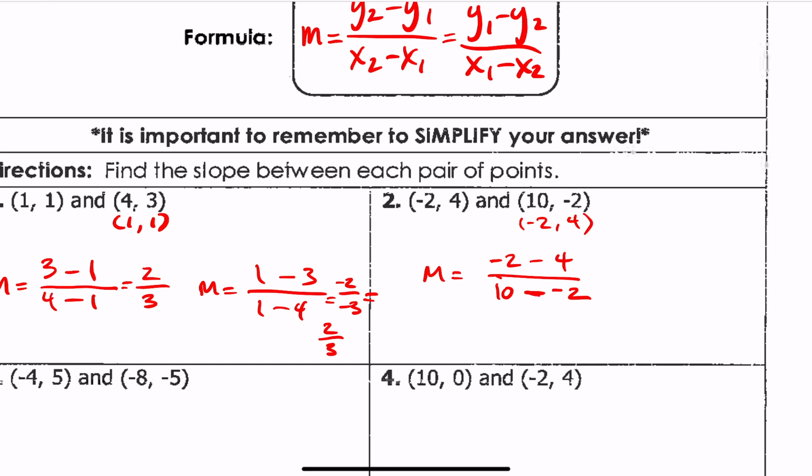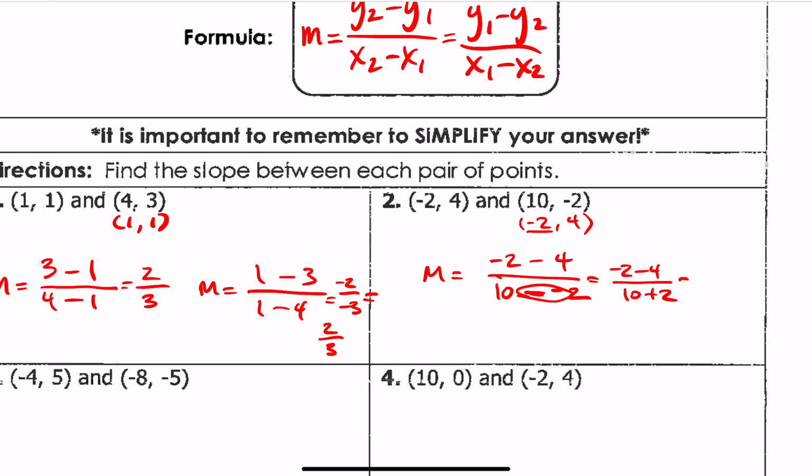They see a minus here, and they just assume they don't need to put the minus for their number. But you do. You're going to end up with 2, and guess what's going to happen? You're going to turn this into an addition sign, right? So it's going to be -2 minus 4 over 10 plus 2. When you subtract a negative number, it turns into addition.